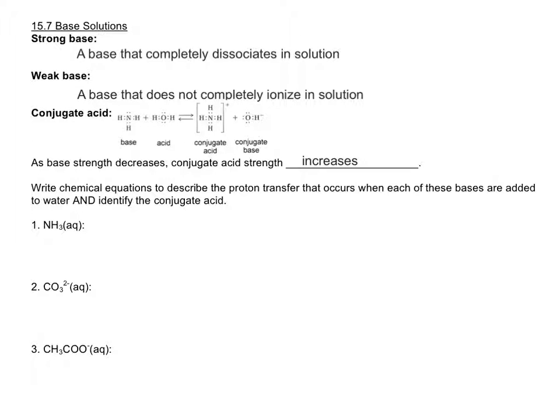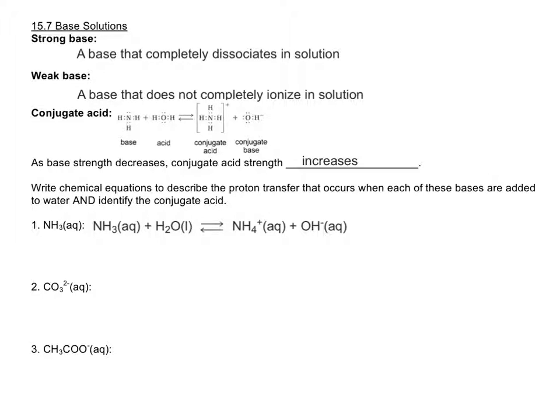Okay, so let's practice writing some equations with bases and water, since we did some with acids. So if we have NH3 that reacts with water, all right, the base is going to accept a proton, so it's going to become NH4 plus, and we'll be left with OH minus.